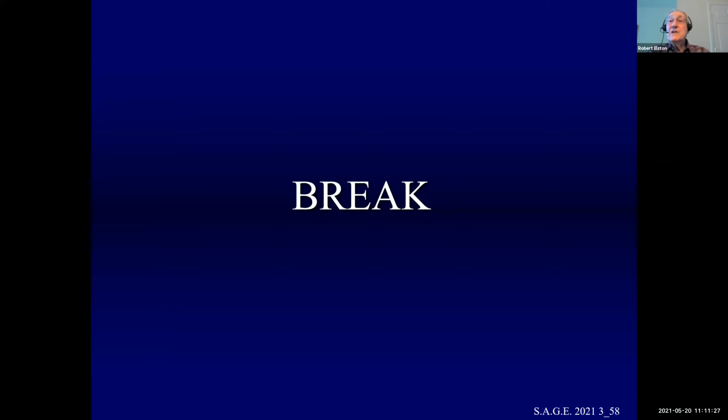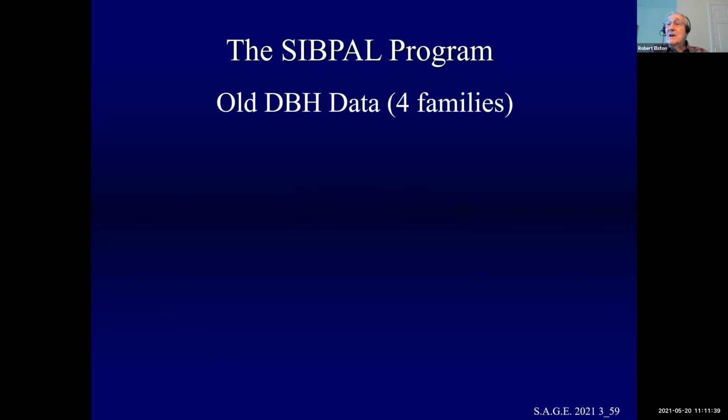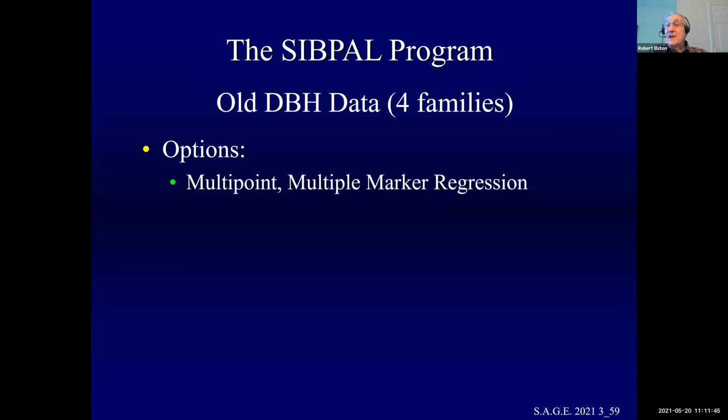Okay, now we're going to look at some old DBH data with 4 families. Something interesting is going to happen this time, I hope. We're going to use the ABO marker included in the data sets in the release package.